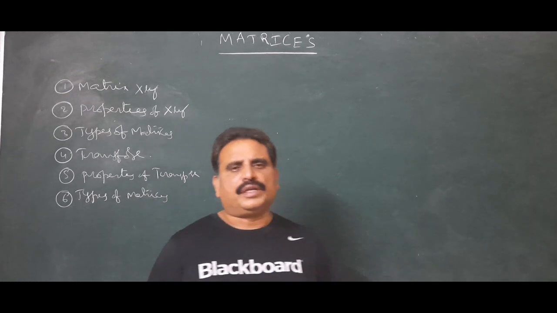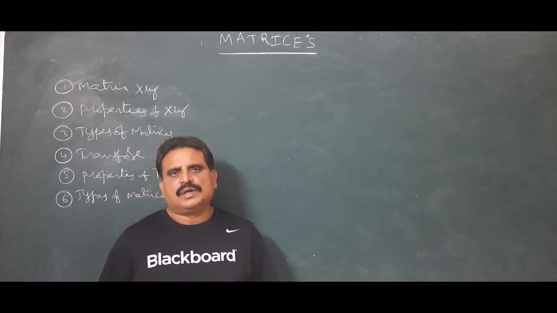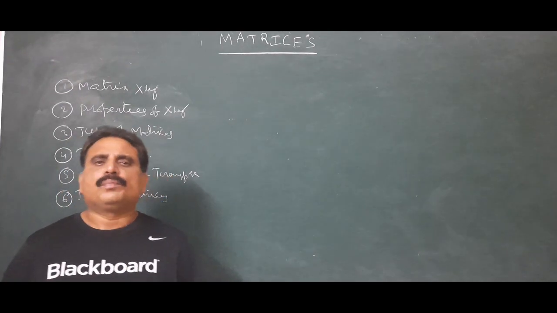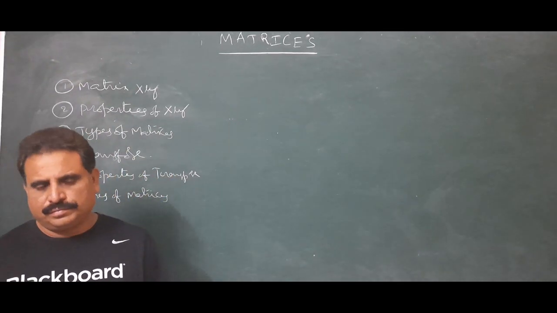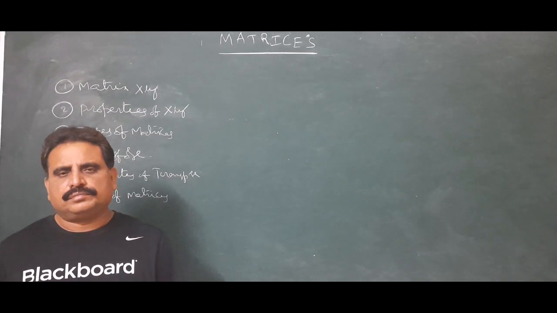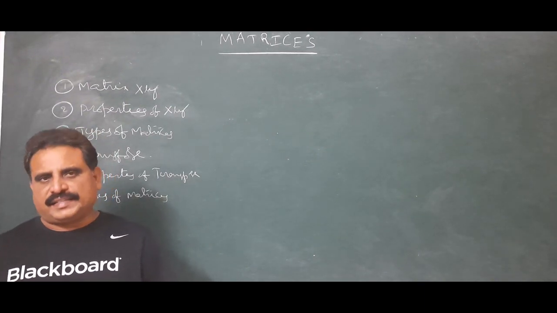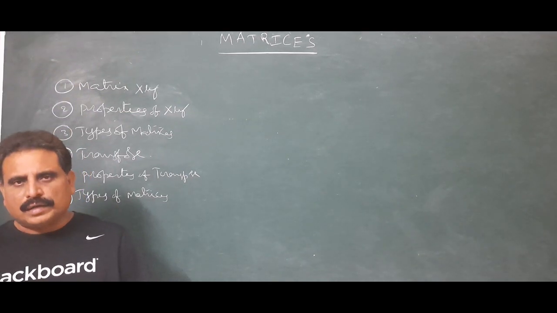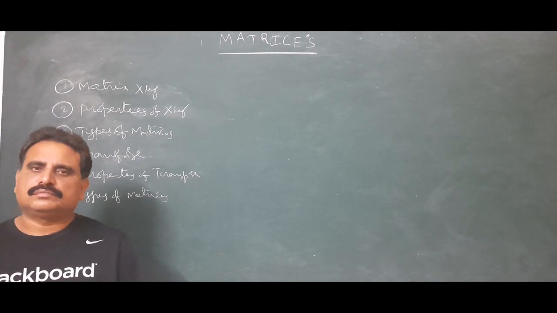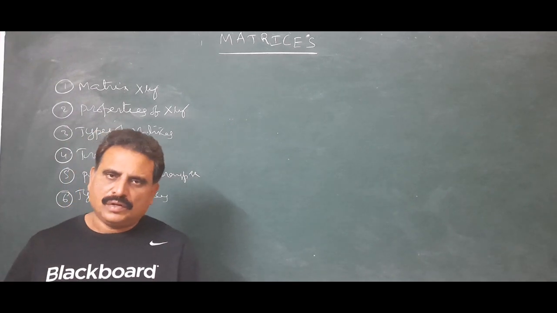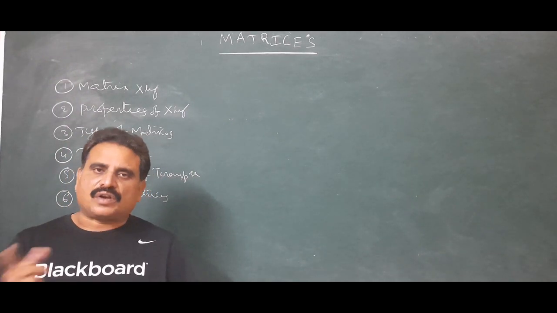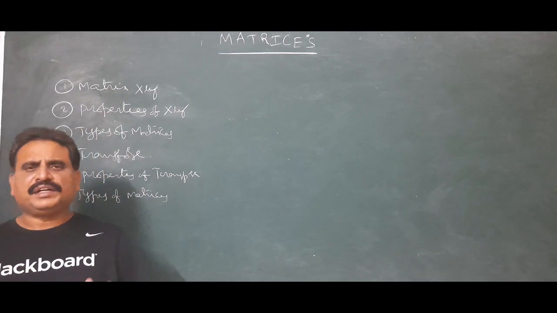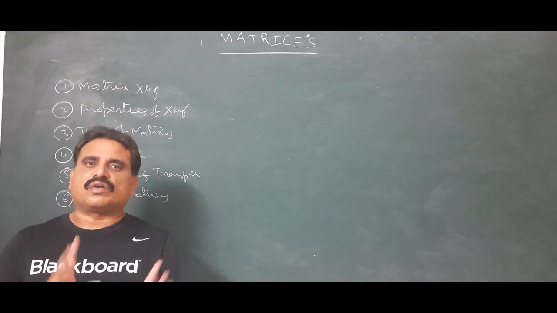Now particularly we discuss matrix multiplication, the first point. Second point, properties of multiplication. Third one, types of matrices based on multiplication. Fourth one, transpose of a matrix. Fifth, properties of transpose. Sixth one, types of matrices based on transpose.